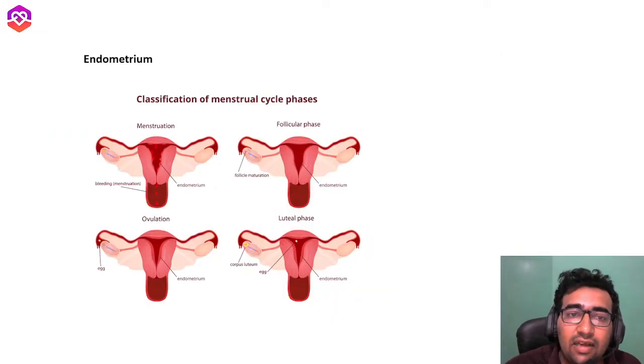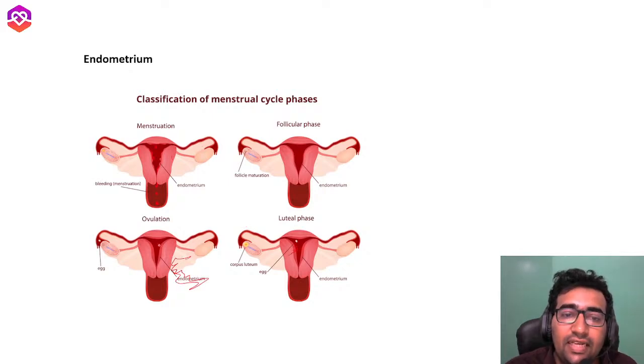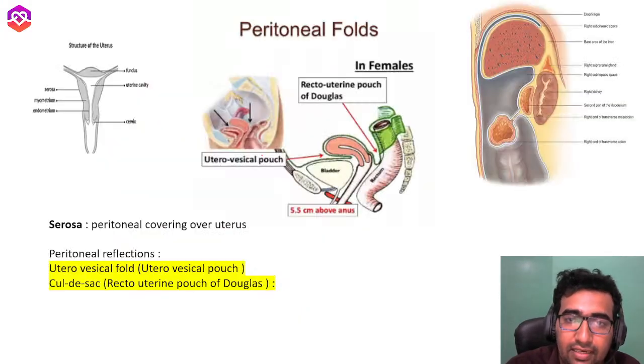Now, next thing about endometrium. Endometrium is actually this kind of inner lining which sheds off during menstruation and everything. I will describe it later in another lecture.